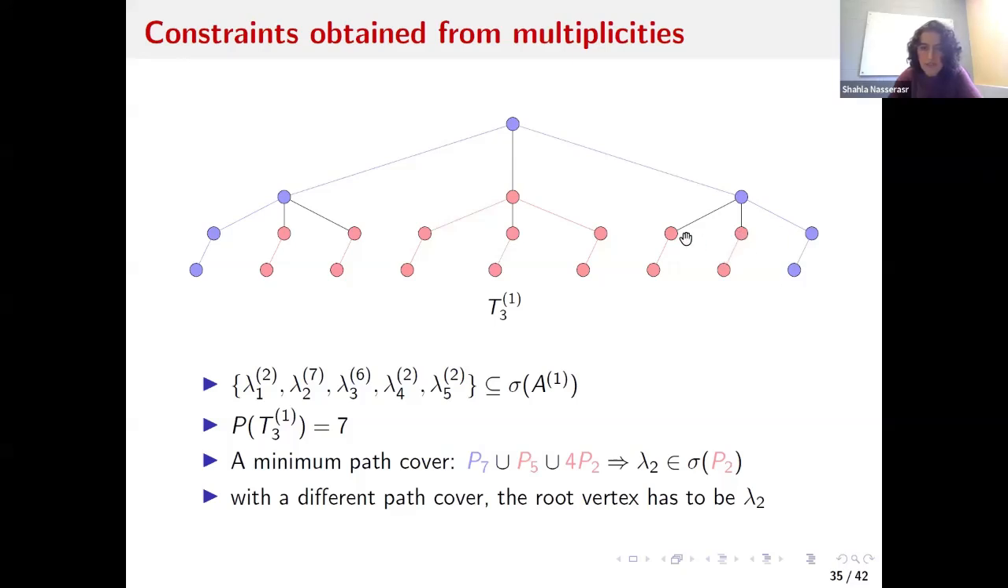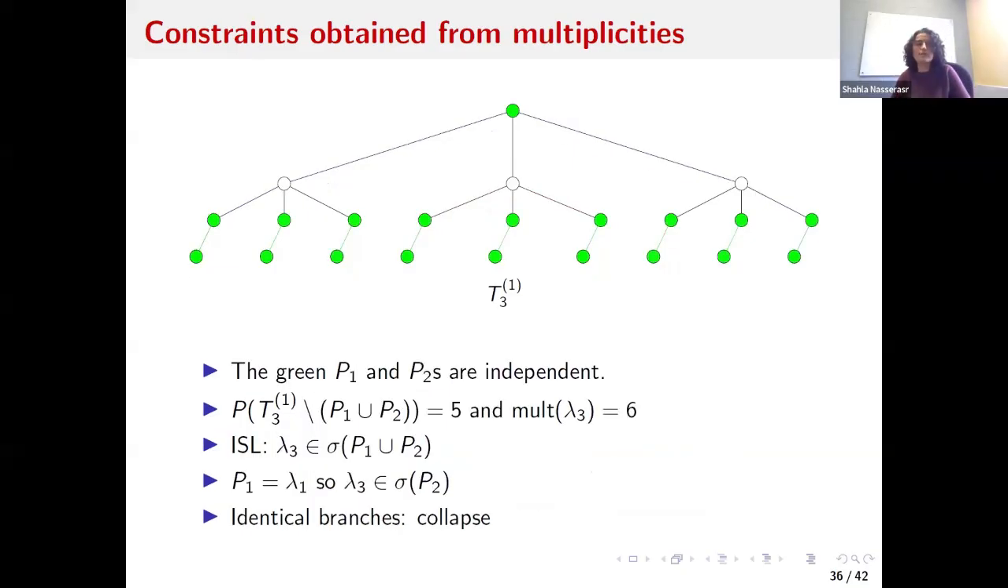And if you look at these pendant P2s, using that invertible subtrees lemma, they're independent, and we can see that lambda 2 must appear as an eigenvalue of those. So lambda 2 must be an eigenvalue of each of the P2s. Again, because of the symmetry, if it's true for one of the hanging P2s, it's true for all of the hanging P2s. So that's a piece of information that we have at this point: the green P2s must have lambda 2 in them.